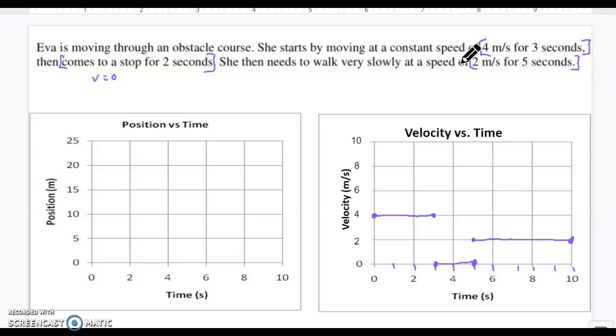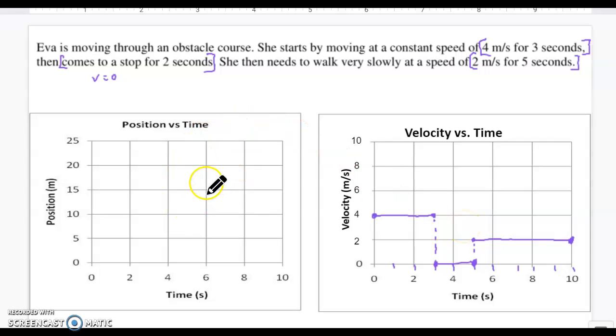And I can connect these little pieces here with dotted lines just to say that it moves from 4 meters per second to 0 meters per second to 2 meters per second. That's kind of it. So that's what our velocity versus time graph looks like.